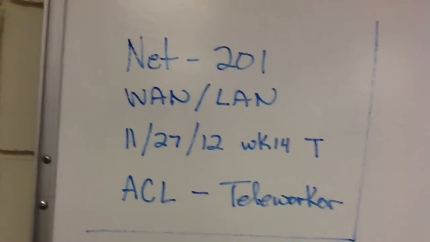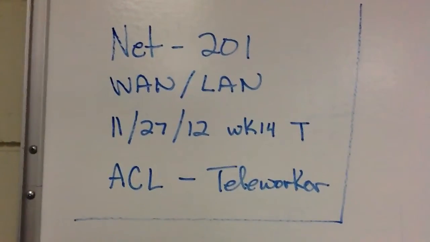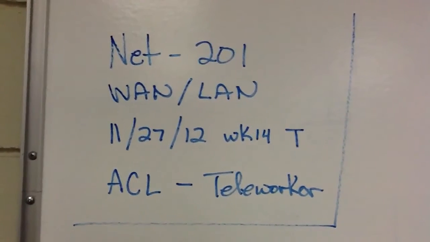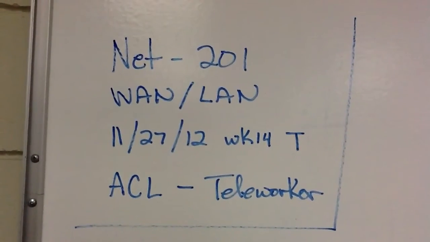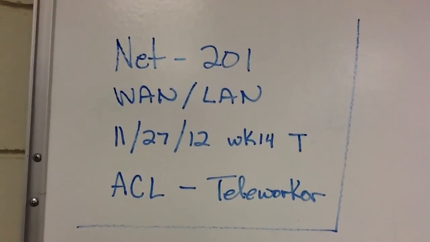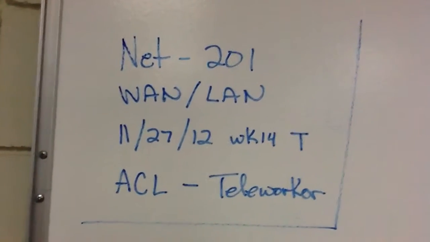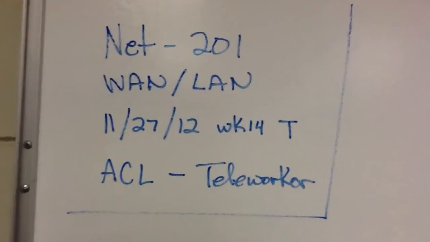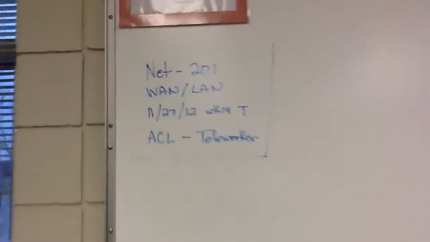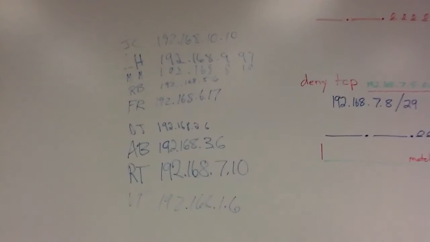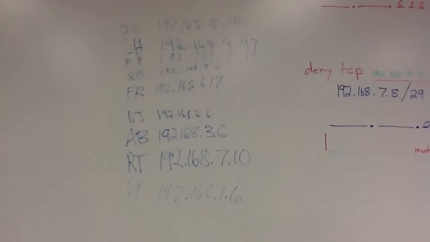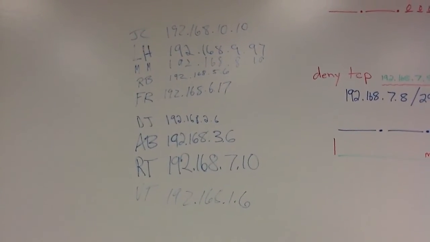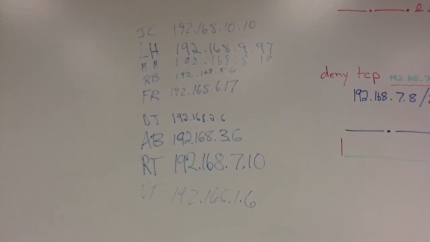Alright, NET-201, LAN WAN. It's Tuesday. We finished getting their network up and running, and we did access control lists a little bit, and we went through teleworker. Alright, this is just FYI. These are the addresses that the individuals have. We're short just one.